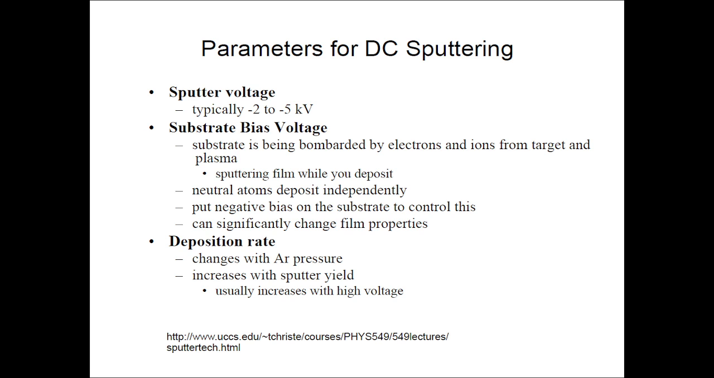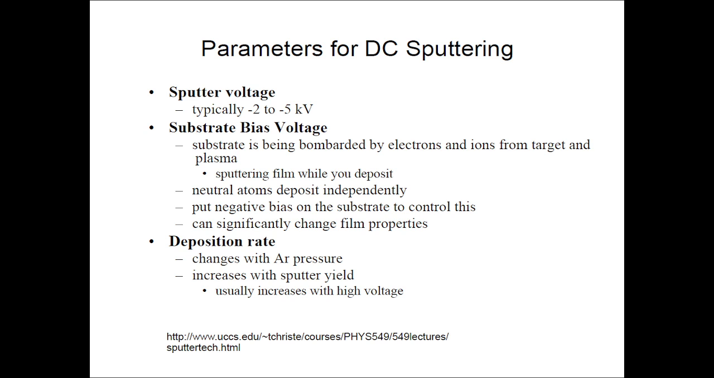The deposition rate will change with respect to the argon pressure, and it increases with the sputtering yield. Usually as you increase the voltage, the sputtering rate will increase, which you can see in that case as well. So sputtering voltage has a significant effect, and if you vary the argon pressure, the sputtering gas pressure, it can change this.